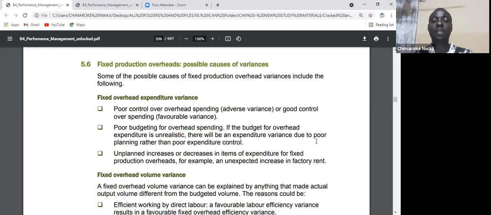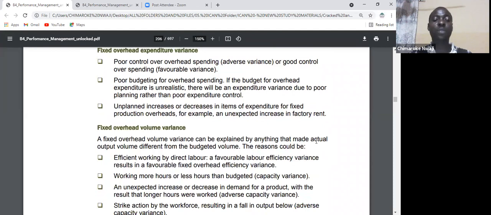And if the budget for overhead expenditure is unrealistic, then there might be expenditure variance due to poor planning. And so you may have what they call the adverse variance because of poor planning. Then there may be an unplanned increase or decrease in items of expenditure for fixed overhead production. For example, you might have an unexpected increase in rent, and that will affect your fixed overhead in rent.